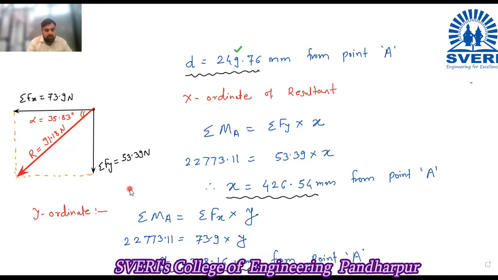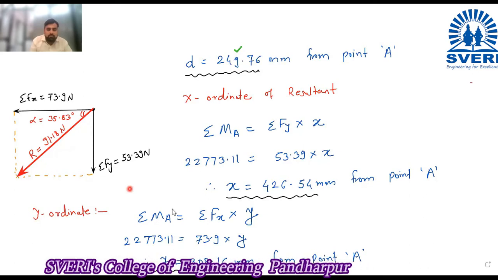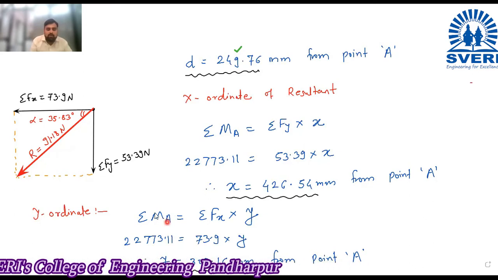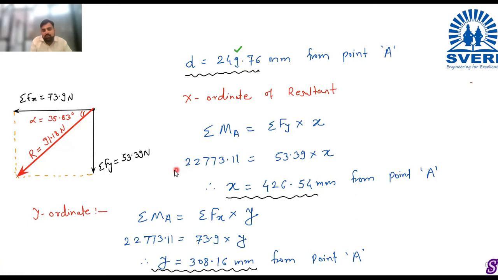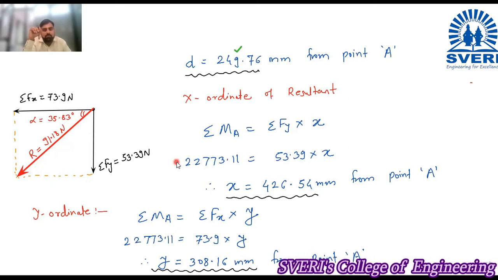Now just one more thing. When you have calculated summation MA, the value is 22773.11. This value is positive, it is not negative. So positive value means what? The resultant is causing a clockwise moment about the point.